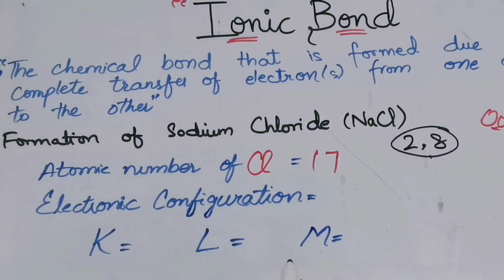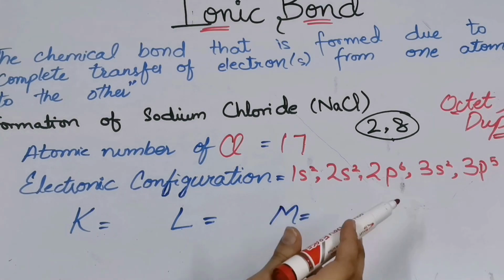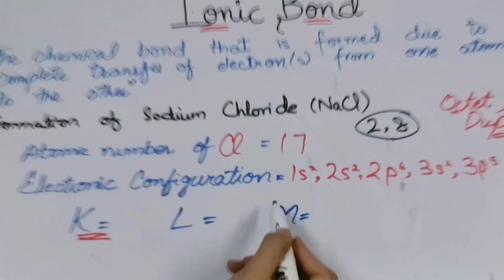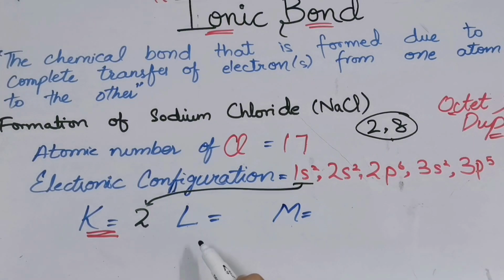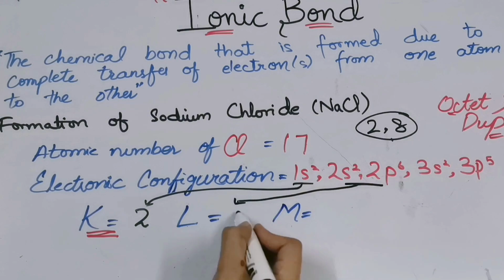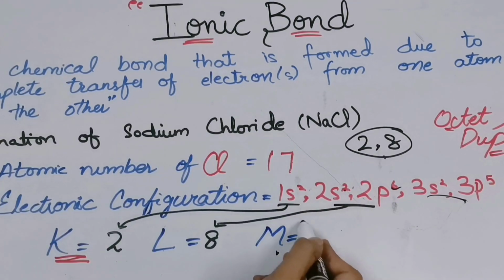Now we will write the electronic configuration of chlorine. So the electronic configuration of chlorine is 1s2, 2s2, 2p6, 3s2 and 3p5. Now how will we fill them in the shells? We know that the first shell accommodates 2 electrons. So the first 2 electrons will go in the K shell. The L shell holds 8 electrons, so these 8 electrons will go in the L shell. How many electrons are we left with? 7 electrons. So these 7 electrons will be filled in the M shell.